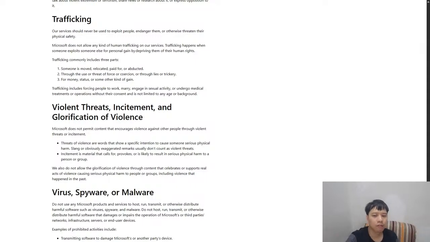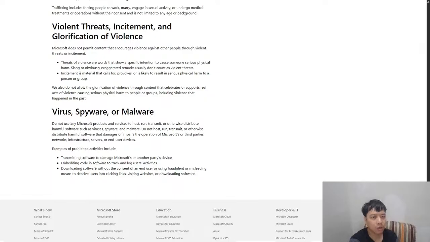Violent threats, incitement, and glorification of violence. Microsoft does not permit content that encourages violence against other people through violent threats or incitement. Threats of violence are words that show a specific intention to cause someone serious physical harm. Slang or obviously exaggerated remarks usually don't count as violent threats. Incitement is material that calls for, provokes, or is likely to result in serious physical harm to a person or group.